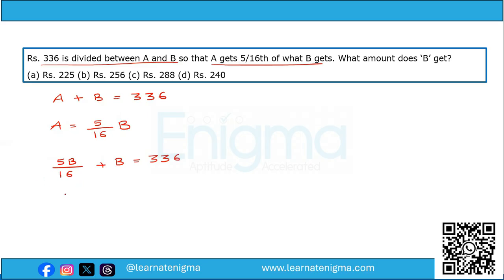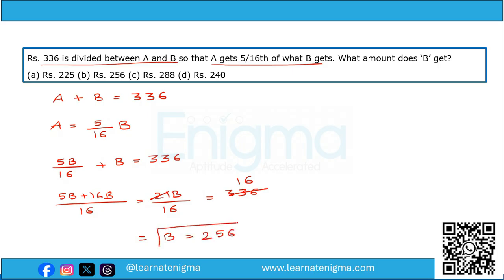So therefore, we have 5B plus 16B upon 16. That is 21B upon 16 is equal to 336. Now 336 divided by 21, we get 16. So therefore, B comes out to be 16 into 16, that is 256. So that will be our answer, option number B.